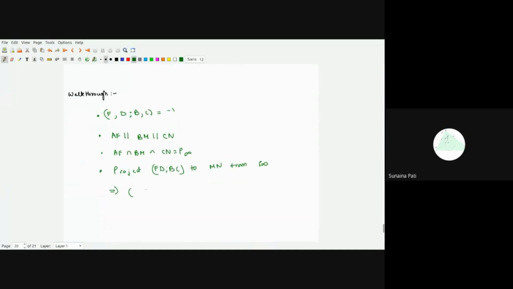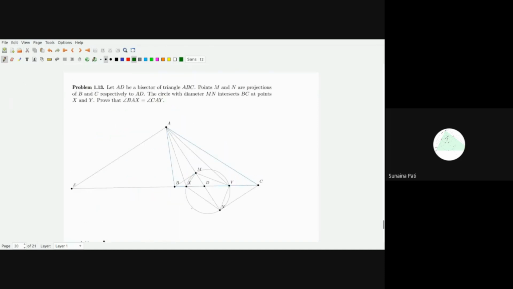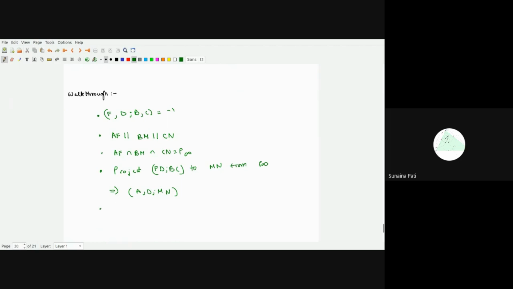This was the first problem we did with the point at infinity, didn't we? Yeah, it's actually the first point at infinity thing. Let me just write this. So this is ADMN, if I'm not wrong. Yeah, it is. Now, how do we end this?